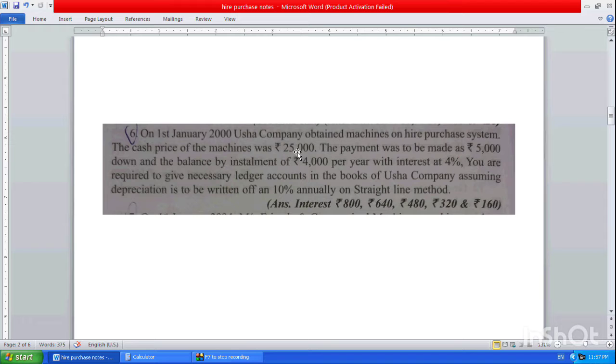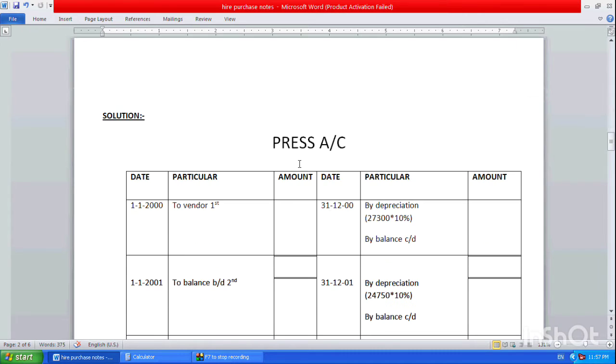Look, 4,000 is the annual installment we have to pay, and 4% interest is already included within the installment. See, 4,000 per year with interest. With interest means interest is already added in the installments. Okay, let's start from here.